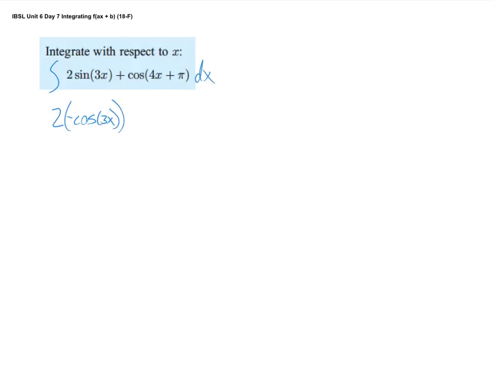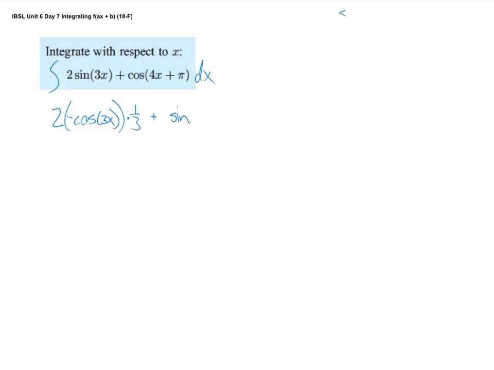Do we do 1 over times 1 over 3? We do, since we're taking the cosine of 3x, there's a linear function inside. We're multiplying by 1 over 3. The derivative of 3x is 3, so we're multiplying by 1 over 3. Now we have plus the integral of cosine of 4x plus pi. So what's the integral of cosine? Positive sine.